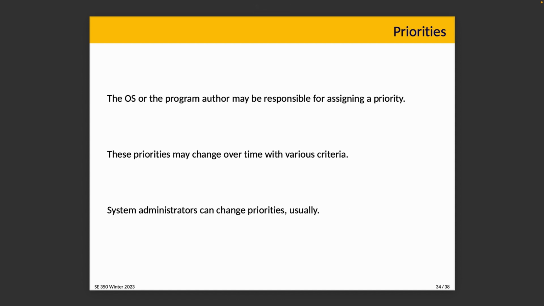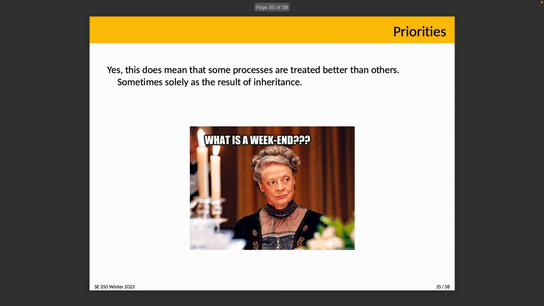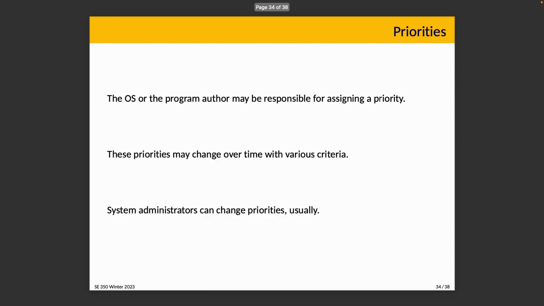Now, the operating system or the program author may each be partly responsible for assigning a priority to a thread. And these priorities can change over time and when certain conditions are fulfilled. A process that uses a lot of CPU might be temporarily reassigned a lower priority by the operating system to not let that process monopolize the resource. Similarly, system administrators can change priorities of threads or processes, and users may also have a say in this regard, but in a limited way.